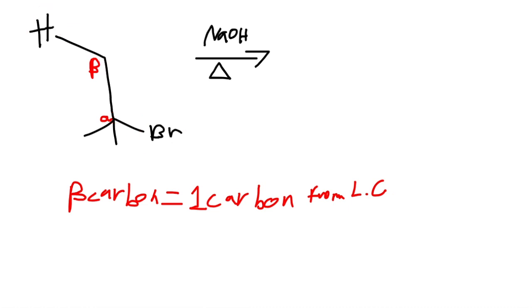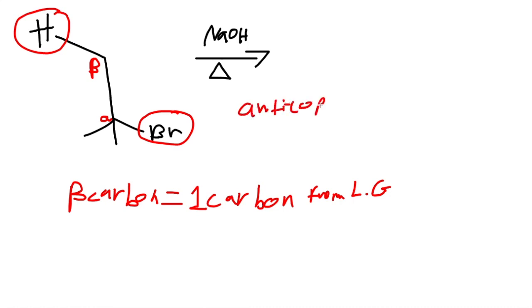This is a one-step mechanism, very similar to an SN2 reaction. We have the nucleophile come in. Before the nucleophile comes in, we must know that the beta hydrogen and the leaving group are in different positions. This is called anti-coplanar. It means they're in opposite directions. The hydrogen is on the left side and the bromine is on the right side. So these are anti-coplanar, and the E2 reaction can happen.